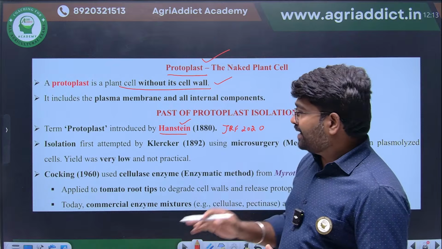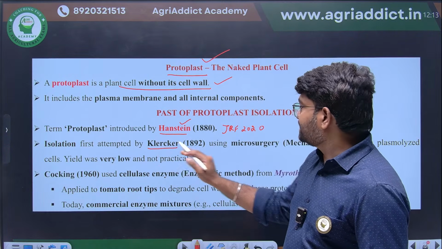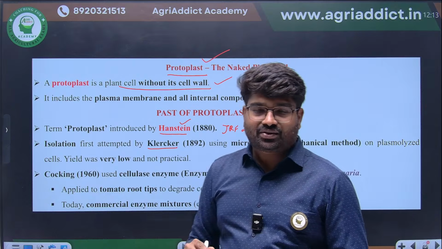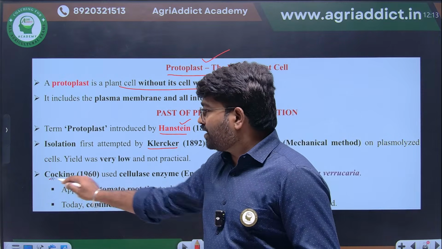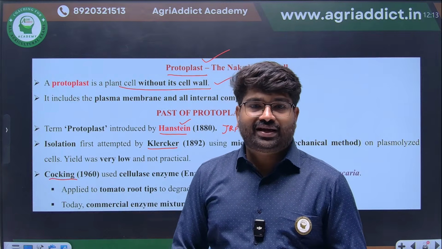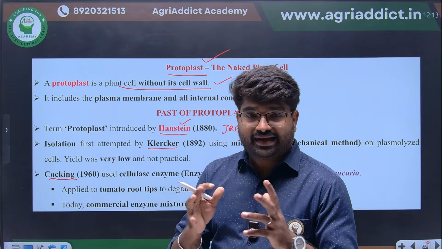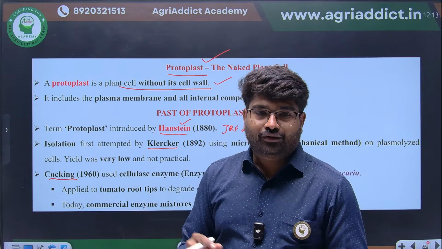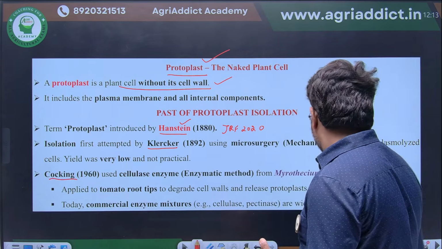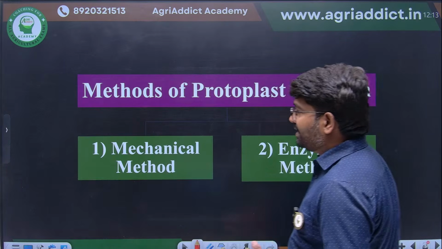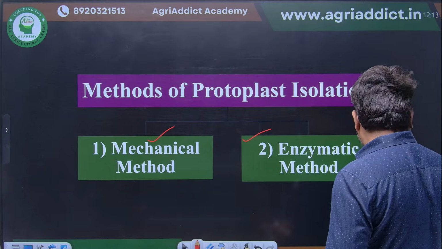The isolation of protoplasts we already discussed: the mechanical method of protoplast isolation by Klercker, and the enzymatic method by Cocking, who attempted to isolate protoplasts from intact leaves. There are two different methods, the mechanical method and the enzymatic method.